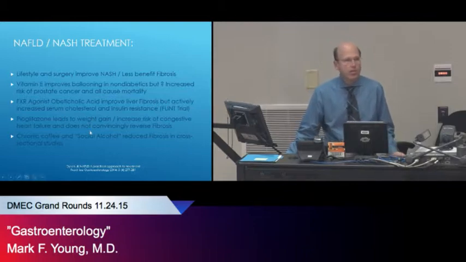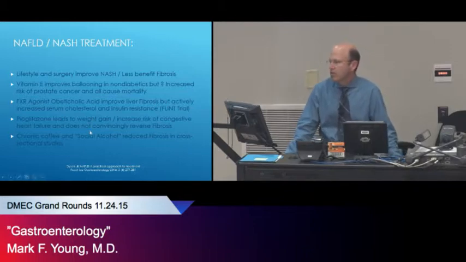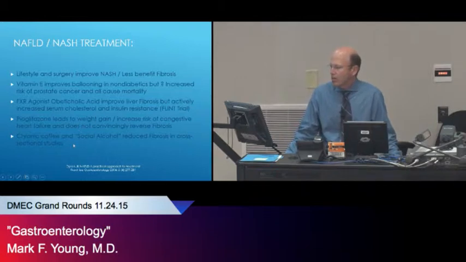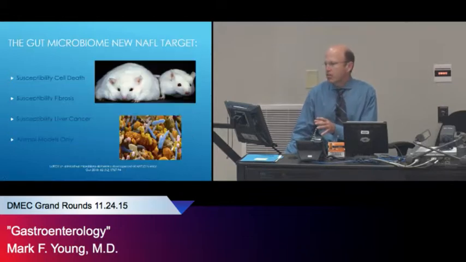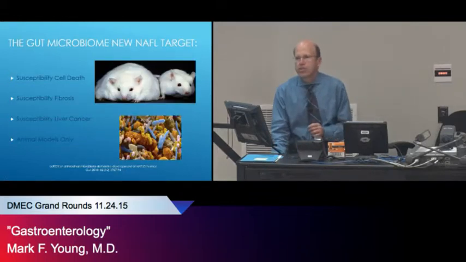Pioglitazone, we used to write a lot of scripts for pioglitazone. Pioglitazone leads to weight gain, increased risk of congestive heart failure, and it doesn't convincingly reverse fibrosis. And there have been studies looking at coffee and social alcohol, and it actually reduced fibrosis in a few cross-sectional studies. So again, you could spend 60 minutes just on these studies, but if you boil it all down, that's what it shows.